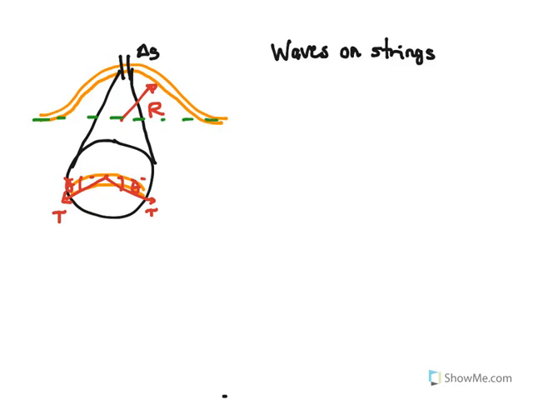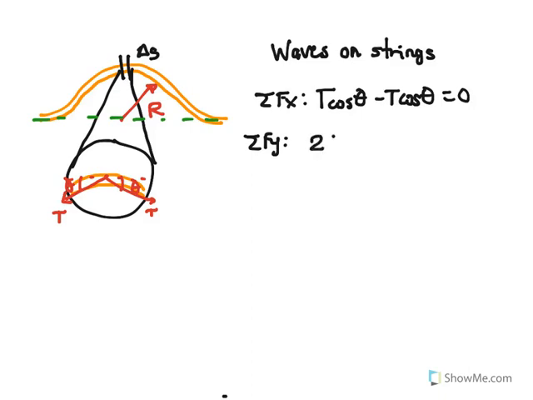In this situation, then, the sum of forces in x is going to be tension times the cosine of theta minus tension times the cosine of theta equals 0, which will only lead us to tension equals tension. The tension of the string is the same. But the sum of forces in y will state 2 times the tension times the sine of the angle has to be equal to mass times the acceleration.